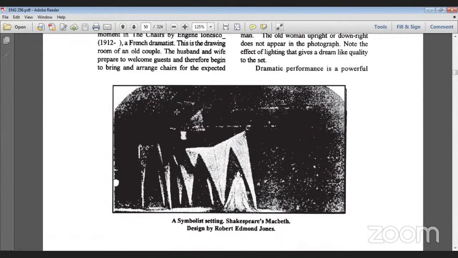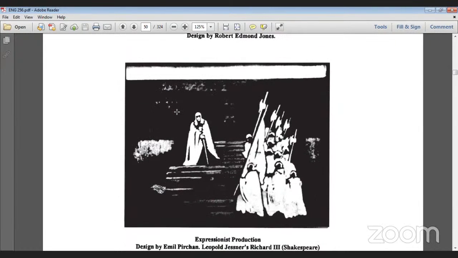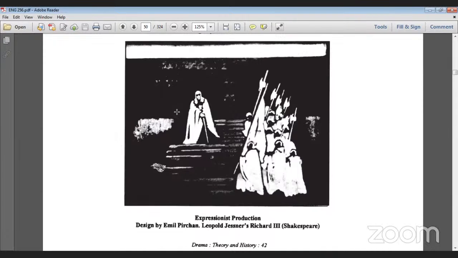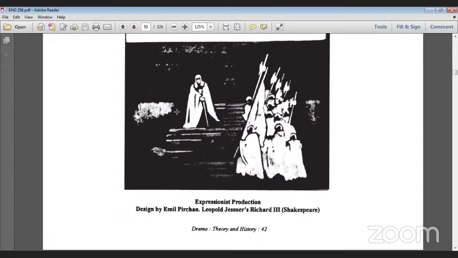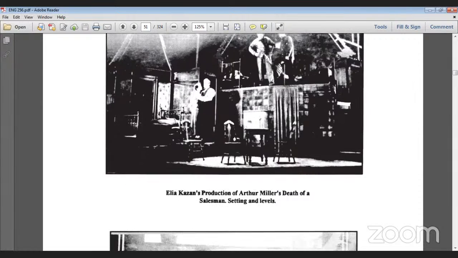Setting for Shakespeare's Macbeth, designed by Robert Edmond Jones. As we have seen, Macbeth is Shakespeare's written play, and you can have the Macbeth story. It is a play and a photograph given in the book. Then Richard III by Shakespeare, and Elia Kazan's production of Arthur Miller's Death of a Salesman, with setting and levels.